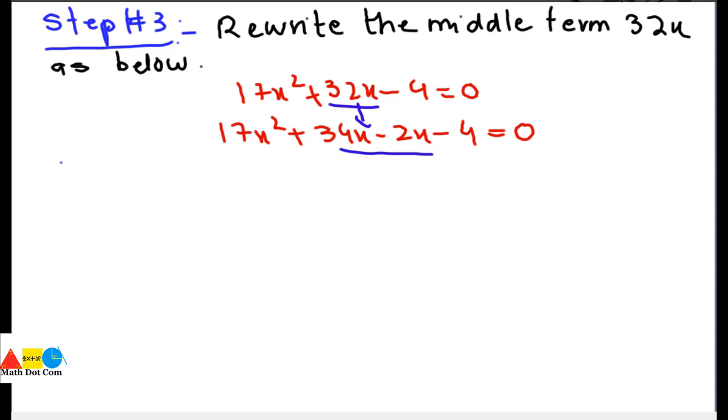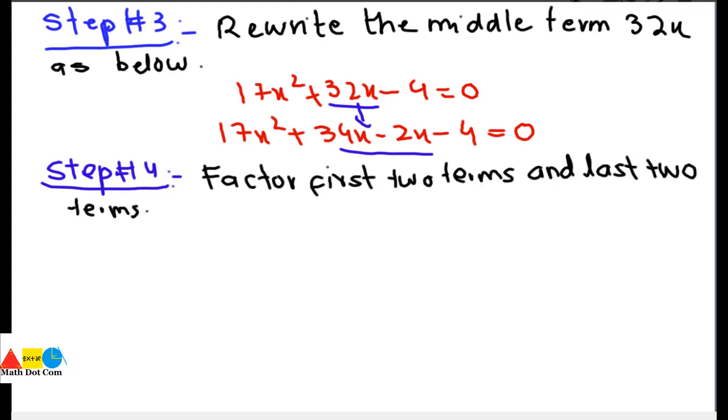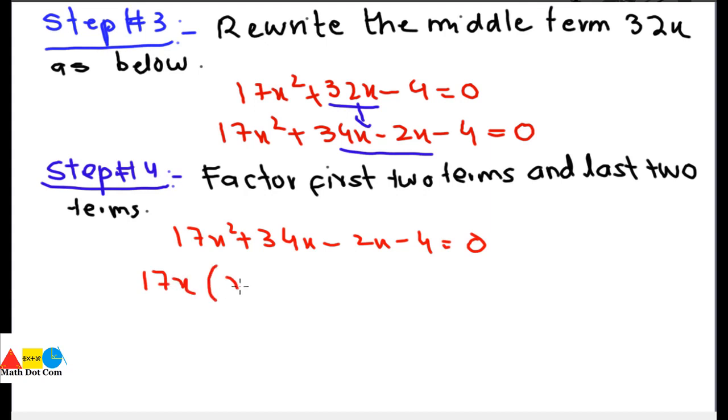So the last step, step number 4, is to factor the first two terms and the last two terms. We can factor as 17x square plus 34x in the first two terms, minus 2x minus 4 equals 0. In the first two terms, we can take the common factor 17x, so it will be x plus 2, and in the next two we can take the common factor minus 2. So it will become x plus 2.